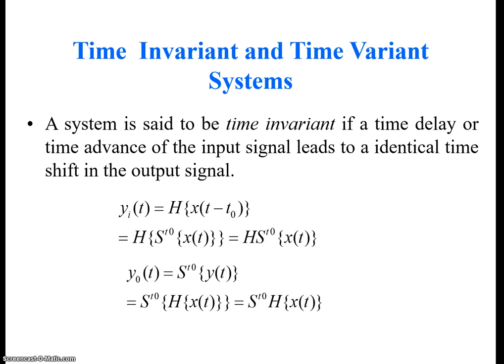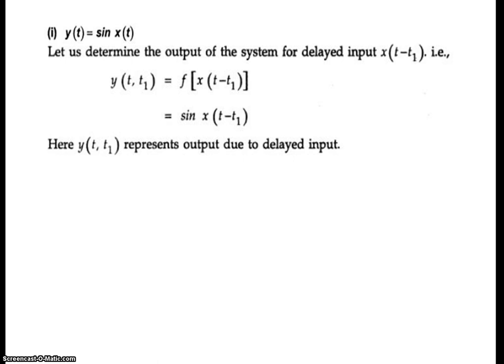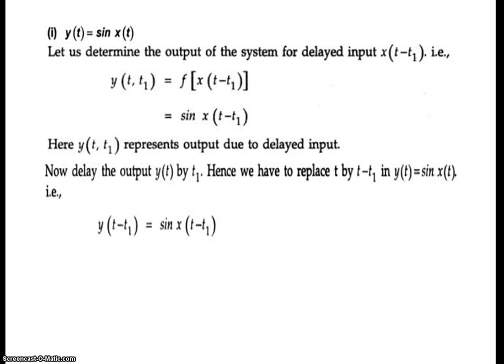We'll consider some examples. y of t is equal to sine x of t. First we'll delay our input signal by t1. So we'll consider the equation y of t comma t1. Wherever x of t is there, we'll delay it to x of t minus t1. So my equation is sine x of t minus t1.